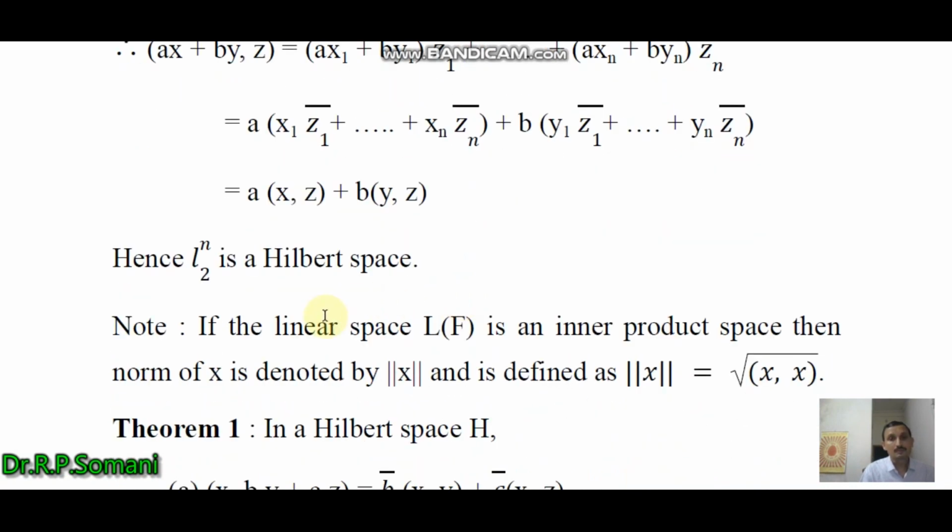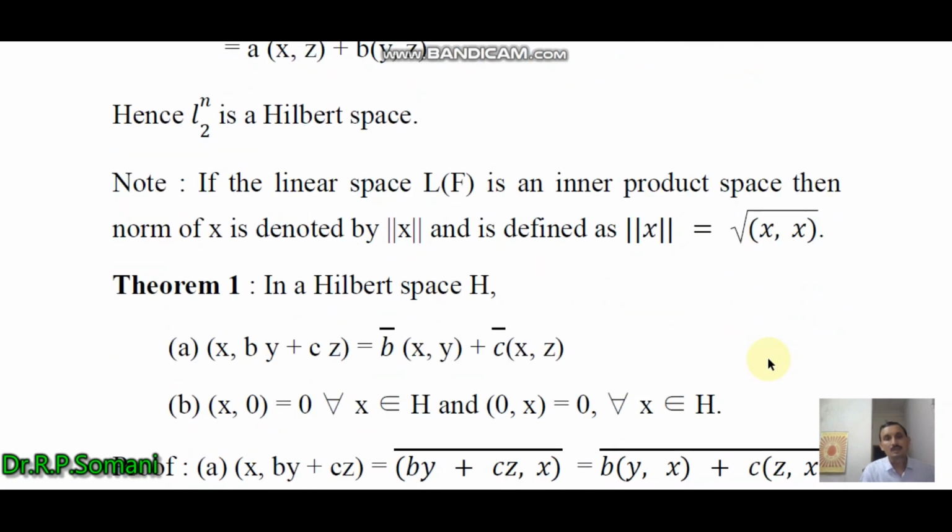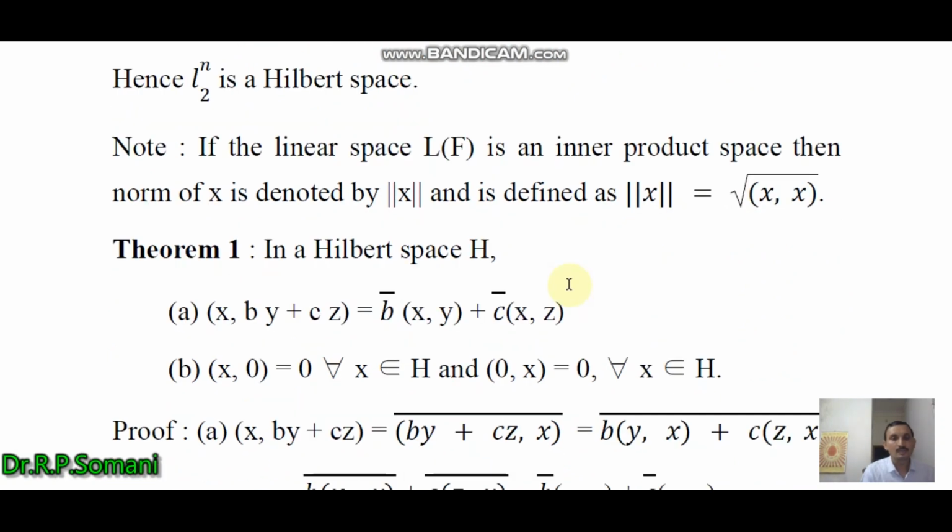So note that if the linear space L over F is an inner product space, then the norm of x is denoted by ||x|| and defined as ||x|| = square root of the inner product of (x, x). Now we have theorems for the Hilbert space. Theorem 1 tells us that in a Hilbert space, the first property of the inner product is (x, by + cz) = b bar (x, y) + c bar (x, z).